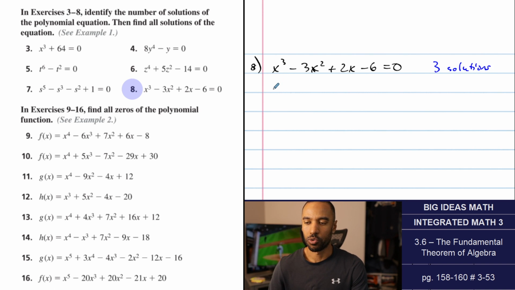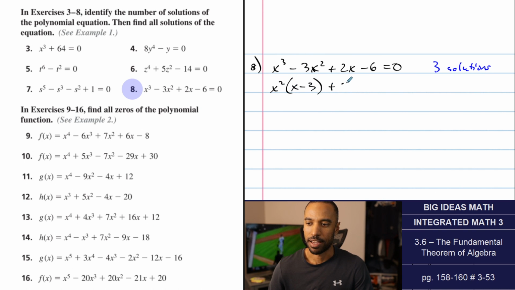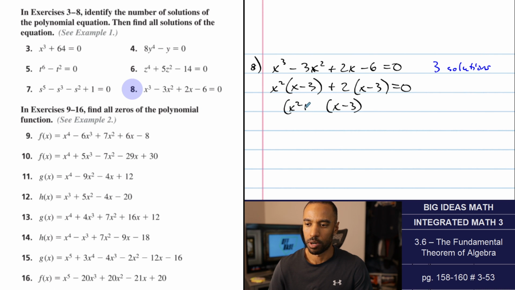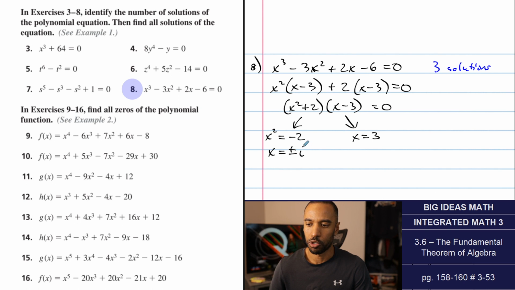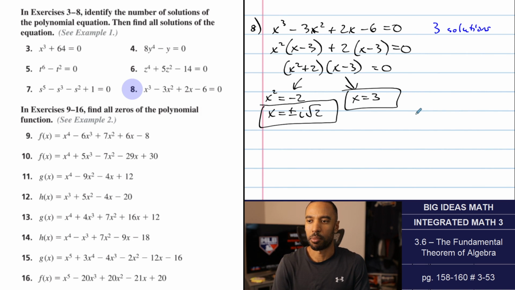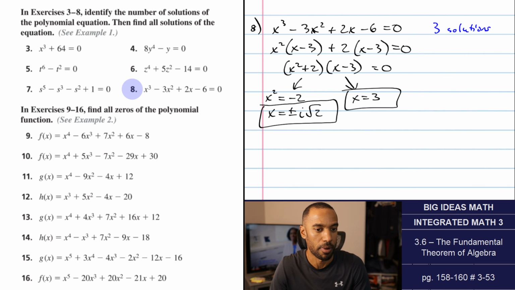I can factor this by grouping. I have x squared factoring out of the first two terms. You're left with x minus 3. I factor 2 out of the next two terms. I'm left with x minus 3. And in factoring these x minus 3's out from both these terms, I have x squared plus 2 on this guy. You can see that x equals 3 is one of your solutions. On this one, if x squared plus 2 equals 0, x squared would equal negative 2, and x would equal plus or minus i root 2. So there's use of the zero product property. Those are the solutions. That was probably the quickest among all my answers I actually had to do.